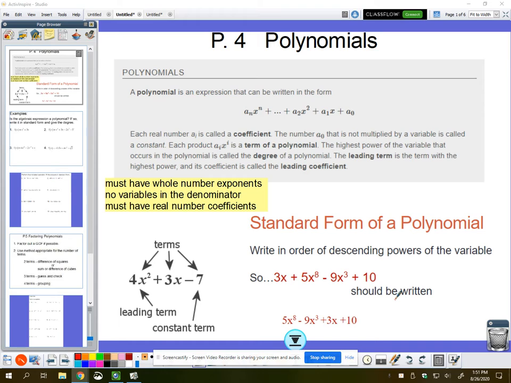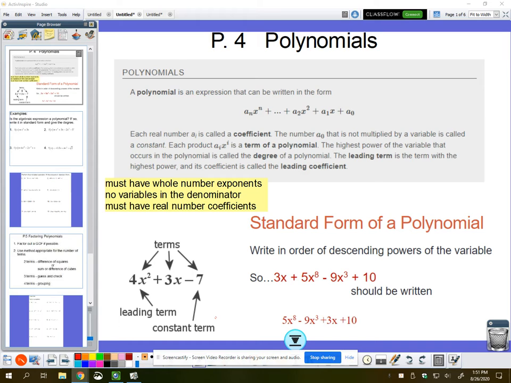All right, so polynomial, you have the definition up here at the top, and it's a little convoluted, but basically it's saying that you have a polynomial if you have terms that are being added or subtracted. Terms are things like 2x squared, 5x to the third, like nothing too crazy. What's important to you is what's in this box. For it to be a polynomial, you have to have whole number exponents, no variables in the denominator, and real number coefficients.